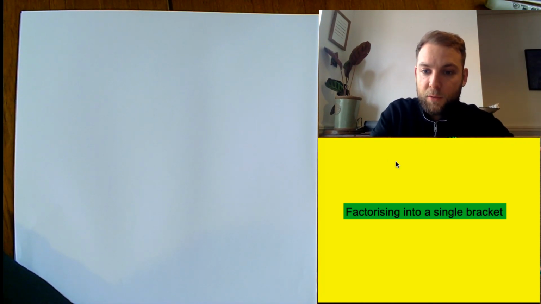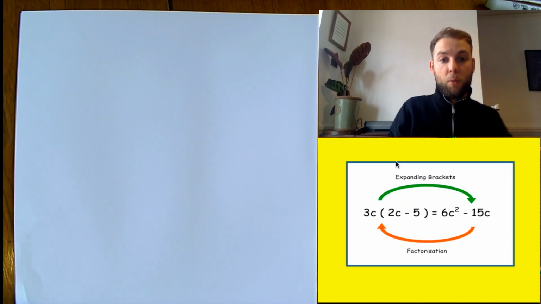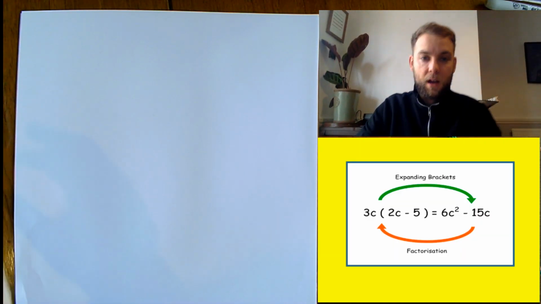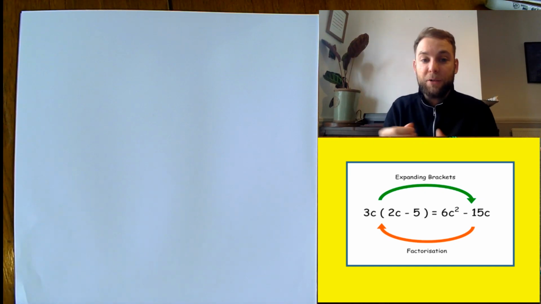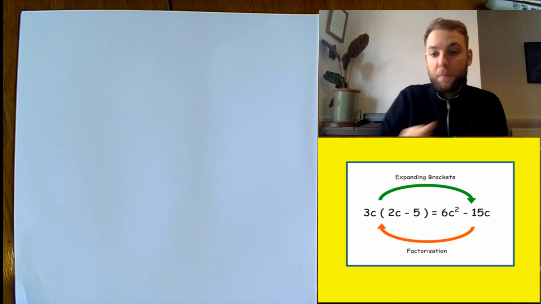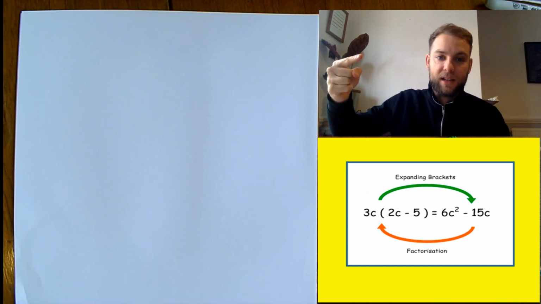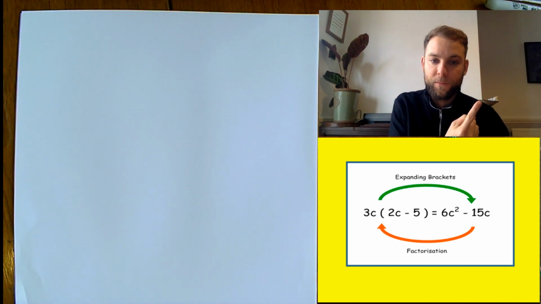So the first thing we should probably talk about is what does factorising actually mean? Well, you know when we expand brackets, we are expanding out the brackets, we're getting rid of the brackets, whereas factorising means that you're putting them back in, okay? So expanding gets rid of the brackets, factorising is putting them back in, okay?